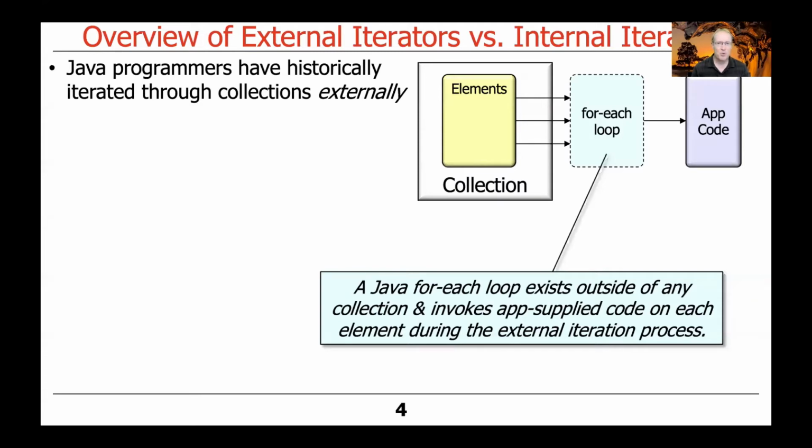A good example would be the Java for each loop, which exists outside of any collection, and it invokes application-supplied code on each of the elements in the collection during the external iteration process. So if you think about what's going on, we've got a collection with a bunch of elements in it, and we have the for each loop, and then you have application code that gets called as you go along.